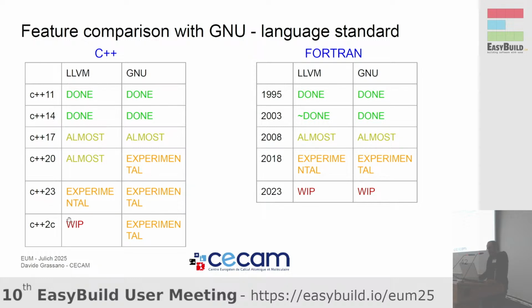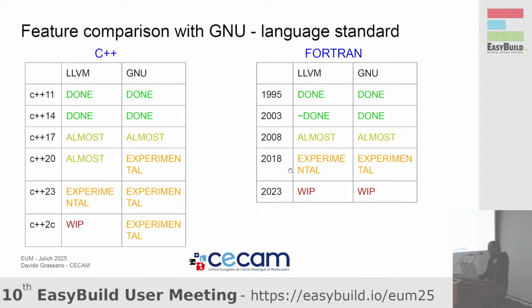And for the 2023 standard and the 2C, which should be the 2026 standard, they're still very much experimental or work in progress. Concerning the Fortran standard, the 1995 should be done in both GNU and LLVM. There is still, I think, one feature missing in the 2003 standard, but it is marked as done on the LLVM website, so I hope they're still working on this feature, or maybe they deem it not relevant. But both GNU and LLVM are marked as done.